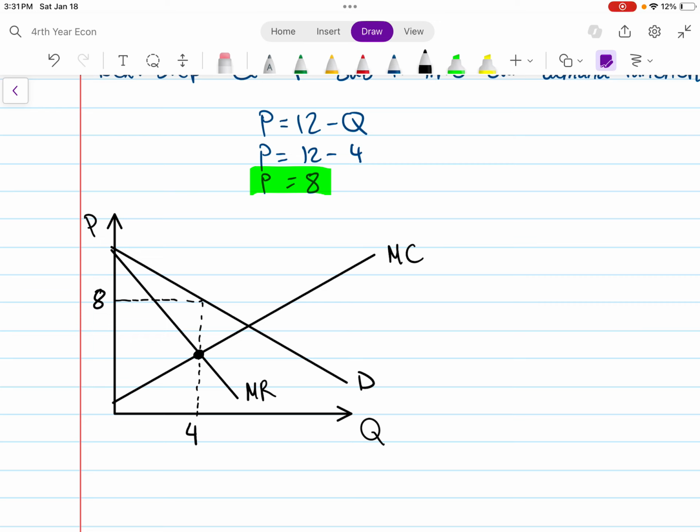From there, we also know that the demand function, remember, is 12 minus Q. And from there, we're able to identify the consumer surplus, producer surplus, and if there's any deadweight loss. Let's review that real quick. So here is our consumer surplus, and here is our producer surplus. Let's redraw that. And we also have deadweight loss right here.